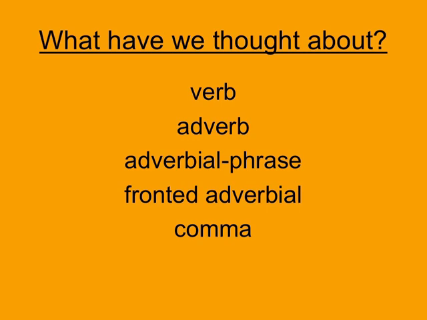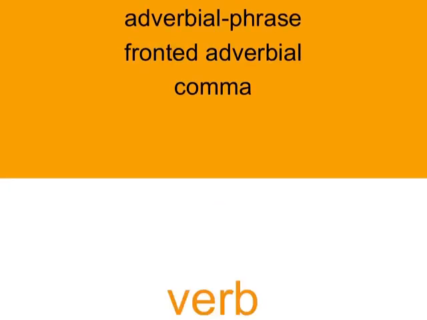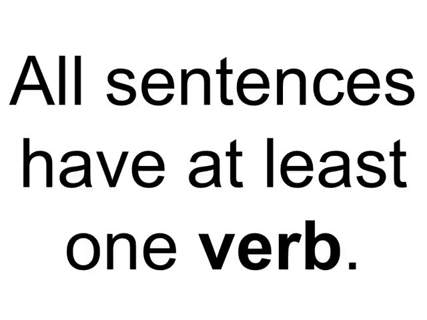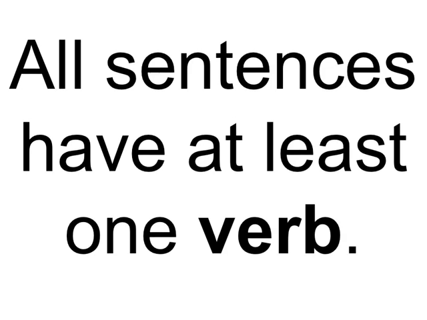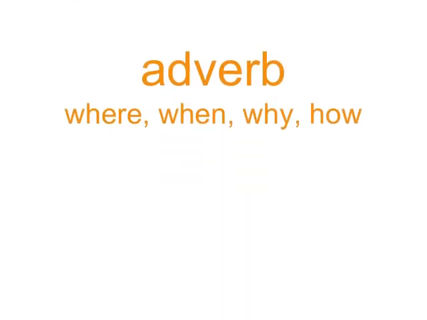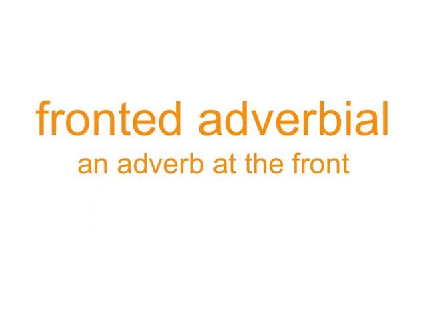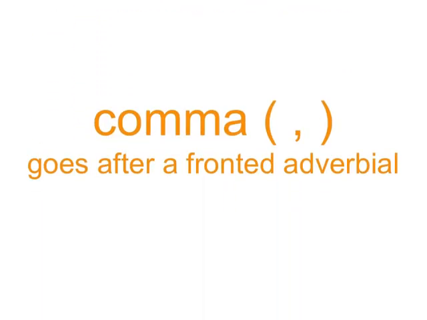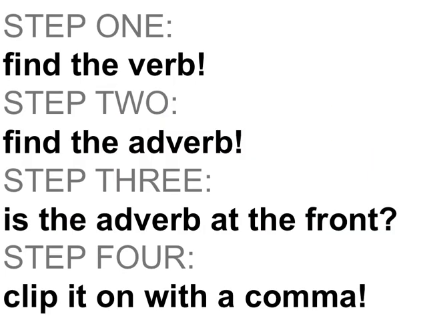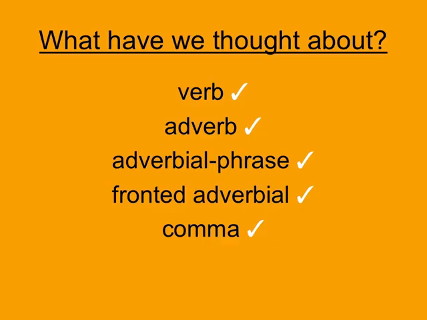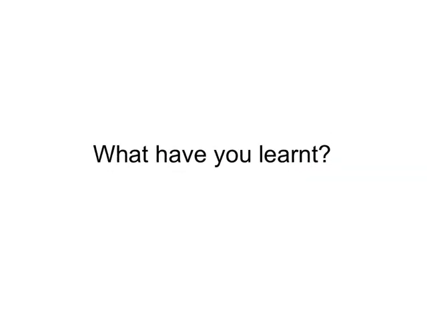What have we thought about? Have a think. All sentences have at least one verb. Clip it on with a comma. Well done. What have you learnt? Have a recap. Tell somebody else. Teach someone. Watch the video again.